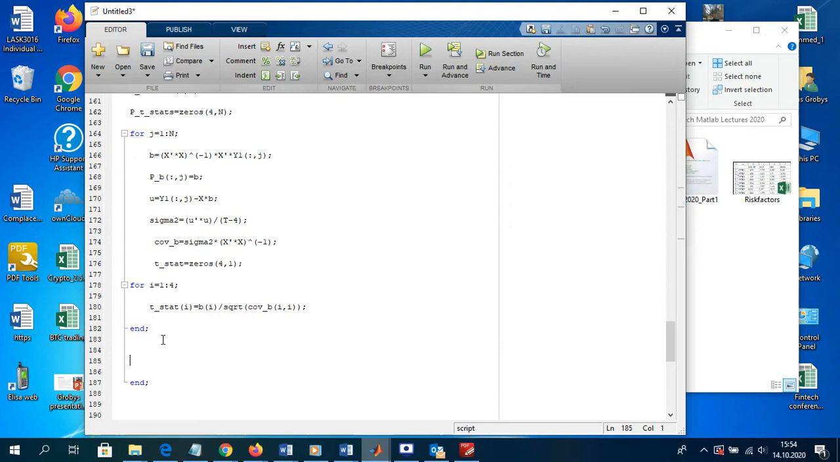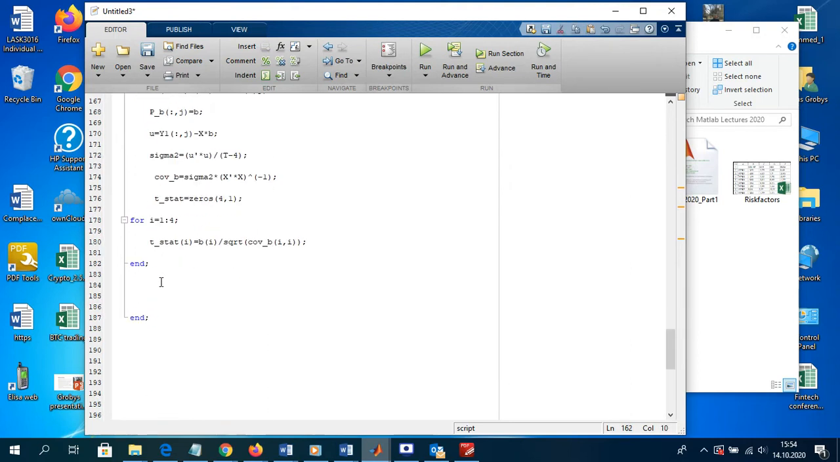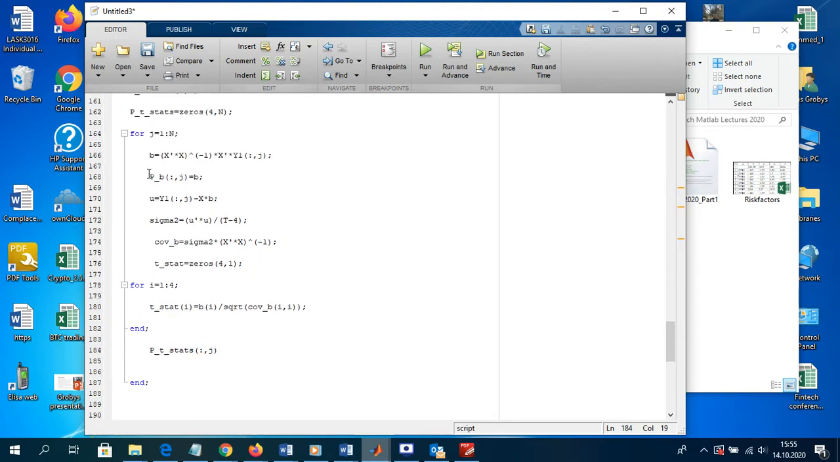So what we have to add now is we want to store it, because it's overwritten in each iteration, for each stock in this matrix here that we defined before the for loop. So let's copy it here. So t stats, and it has the same dimension as our result matrix P underscore B. So if j is 1, what we have here is a 4 by 1 vector. So it's in the first column vector of this result matrix here.